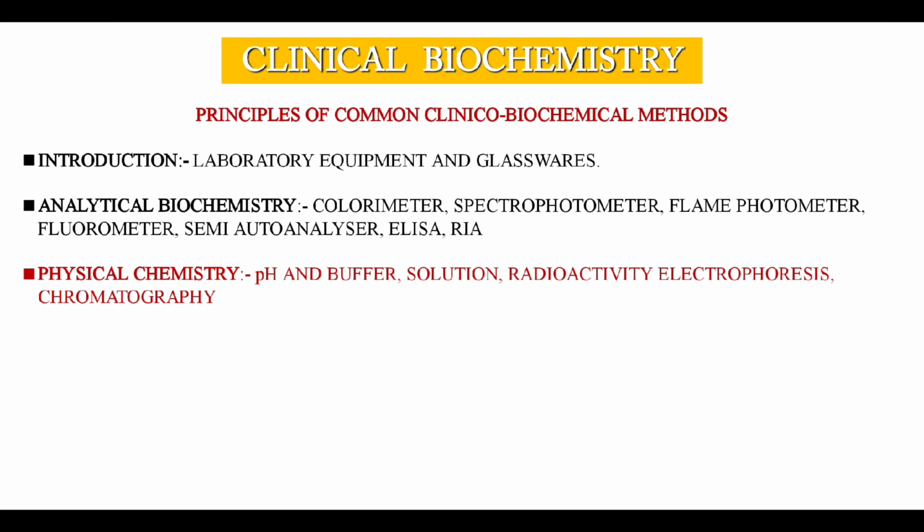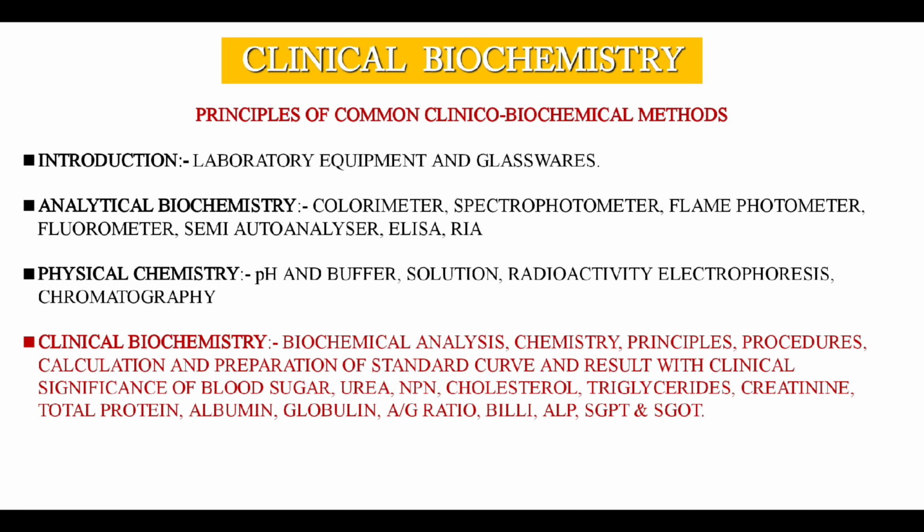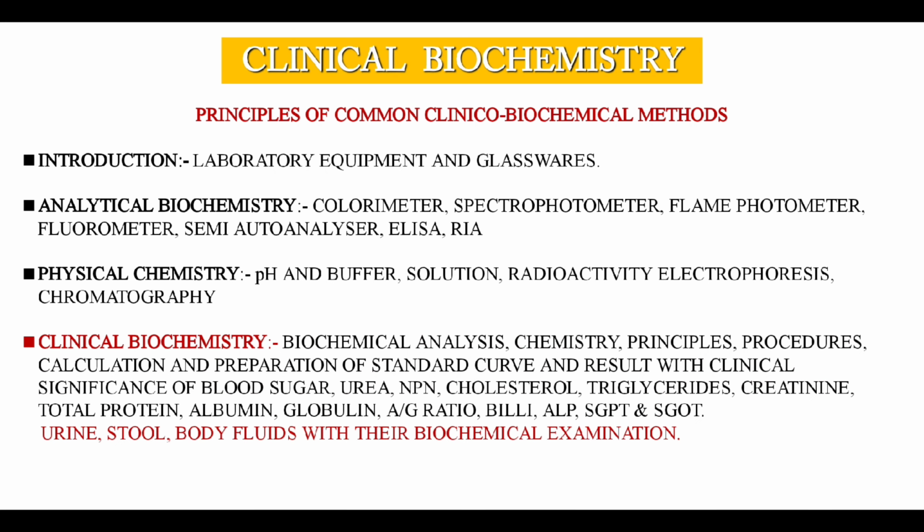Now we have to study clinical biochemistry, in which we have to study specimen processing for biochemical analysis, chemistry, principles, procedure, calculation and preparation of a standard curve and result with clinical significance of blood sugar, urea, non-protein nitrogen, cholesterol, triglyceride, creatinine, total protein, albumin, globulin ratio, bilirubin, alkaline phosphatase, SGPT, SGOT, and introduction of urine, stool, body fluids with their biochemical examination. Now our biochemistry subject is almost completed.